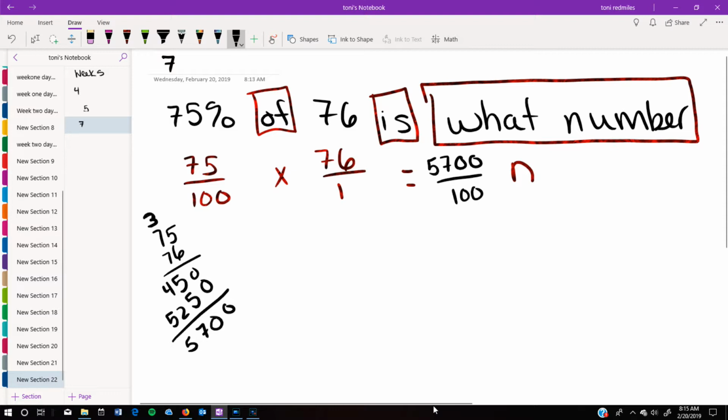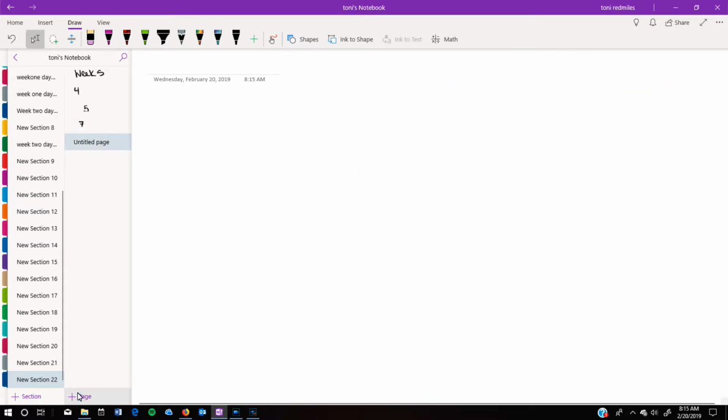Okay, so that's what's going to be equal. So n is going to equal 57. Okay? And that makes sense, because when I multiply a part of one to a whole number, I get a smaller number out. That's what we talked about in class. Okay, so next one, number 8.